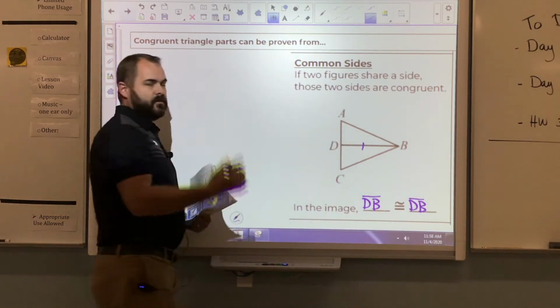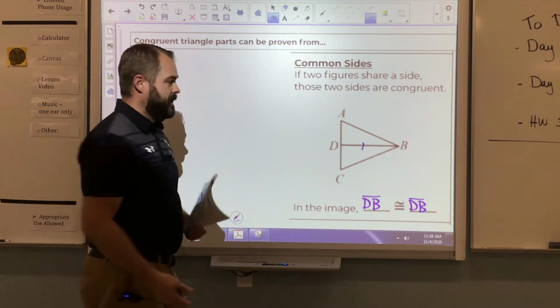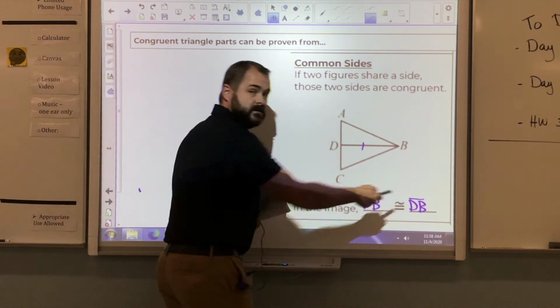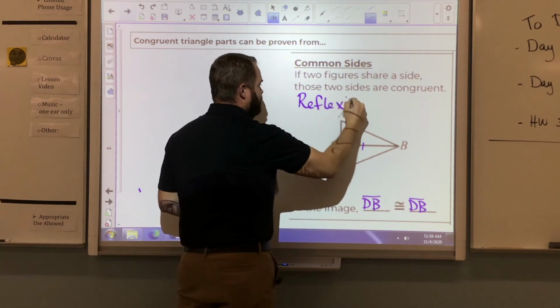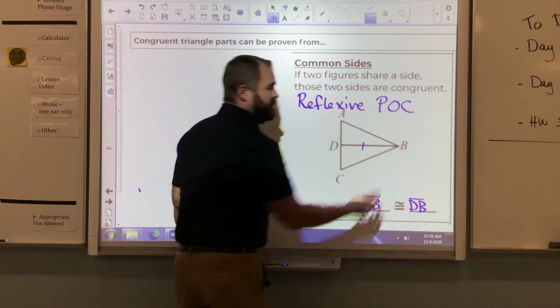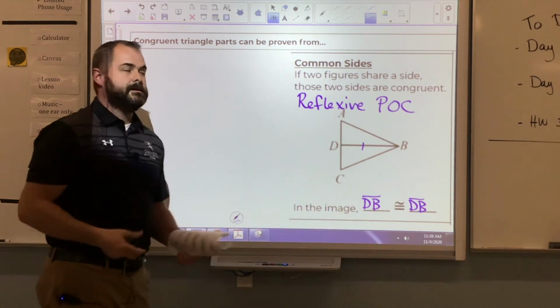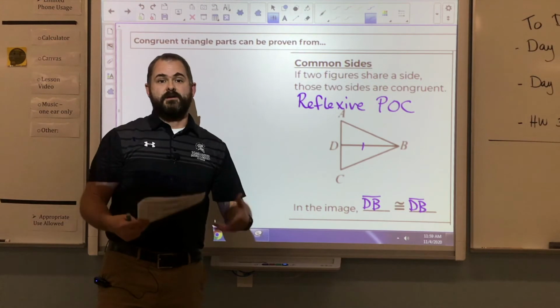Now, this is another reason we've learned in other proofs. This is a property called the reflexive property. When something is congruent to itself, we call that the reflexive property of, in this case, congruence, POC for congruence instead of POE. But it's the reflexive property. So those are some ways we can show that triangles are congruent.